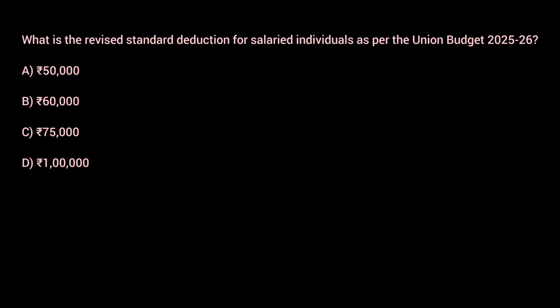What is the revised standard deduction of salaried individuals as per the Union Budget of this year? Option A 50,000, option B 60,000, option C 75,000, option D 1 lakh. Here the correct option is option C, that is 75,000.